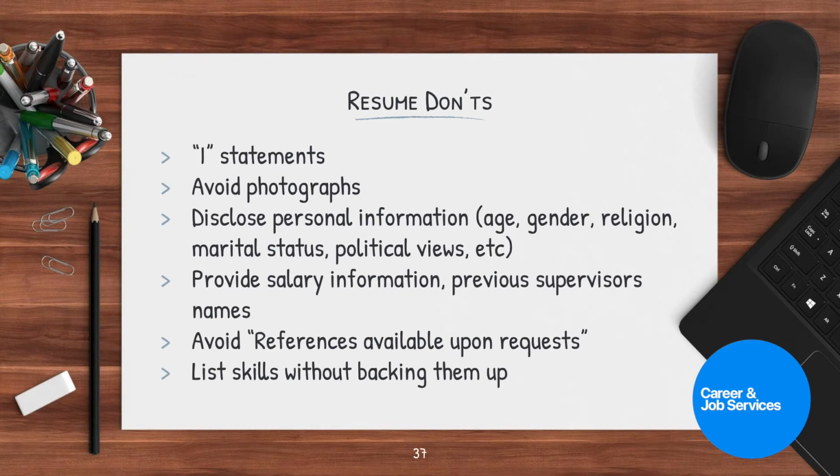Some resume don'ts include avoid I statements. Avoid including your photograph on the resume unless you are applying to an acting or theater position. Never disclose personal information such as your gender, religion, marital status, or political views. You also want to avoid listing any salary information or names of your previous employers. Oftentimes, students will also list on the bottom of their resume references available upon request. Avoid this. List your references on a separate page. Do not use this space on your resume. And lastly, remember, if you're going to list a skill, you always want to back it up. Describe and indicate how you have used that skill.